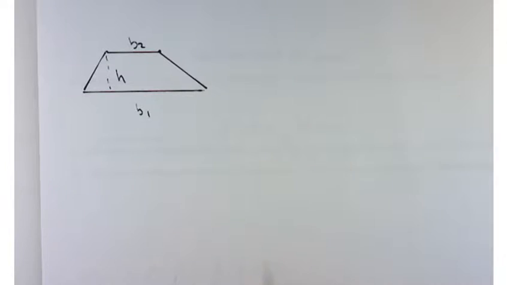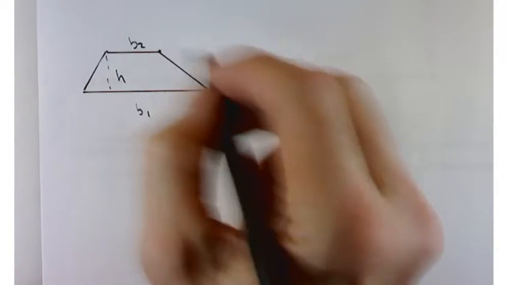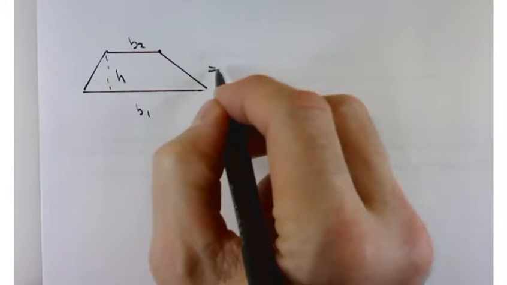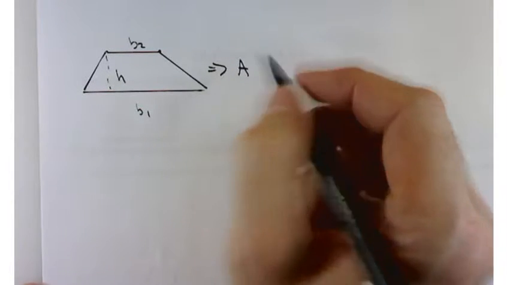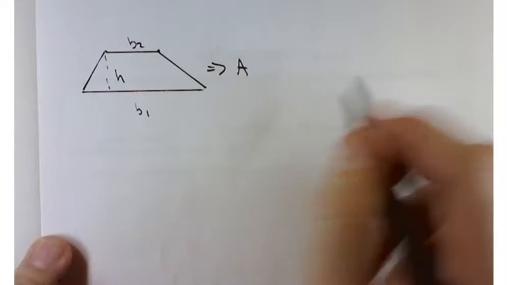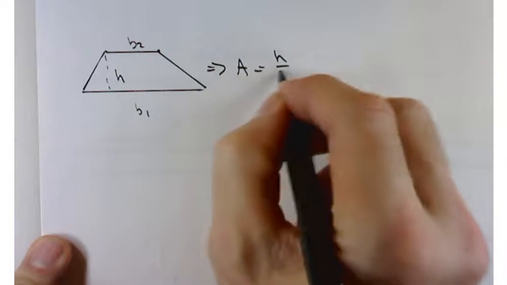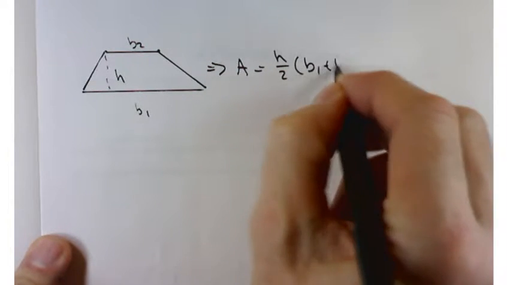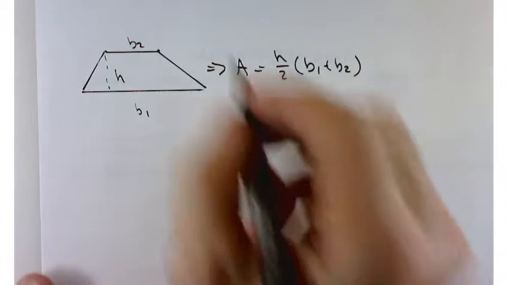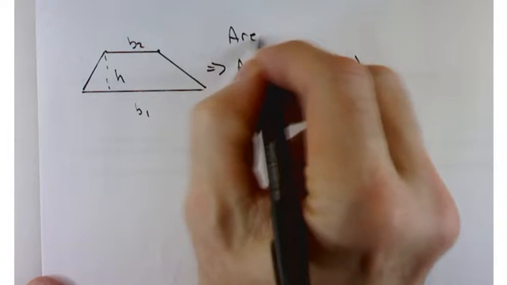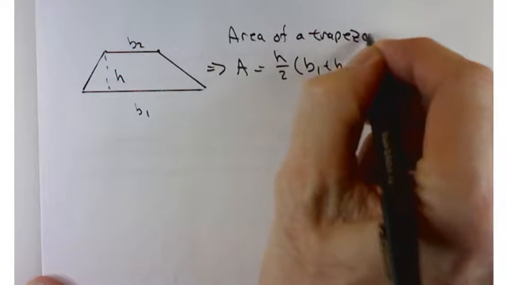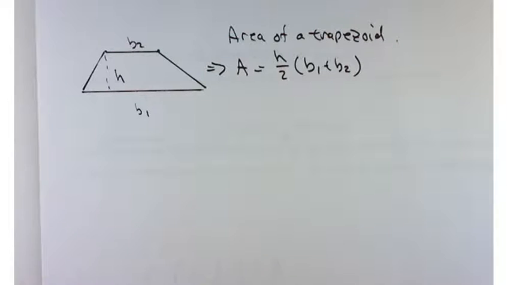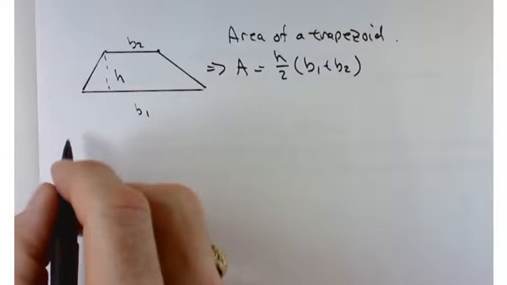Does anyone remember the formula for the area of a trapezoid? I got B1 and B2 and then the H. Close. Times height. Yeah, so let me write it this way. H over 2 times B1 plus B2. That's the area of a trapezoid. Let's keep that in mind as we look at problem number 32.